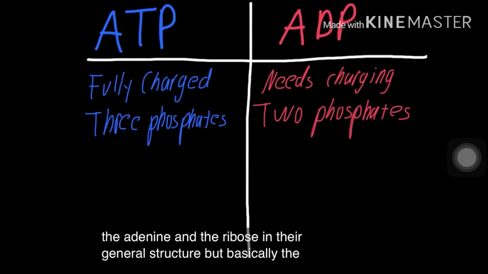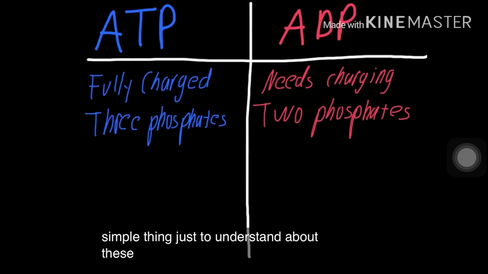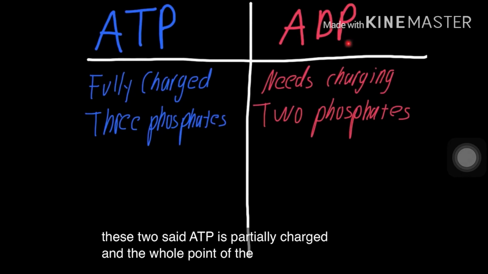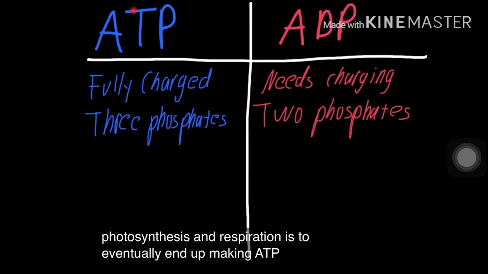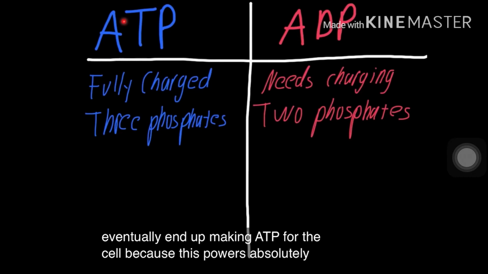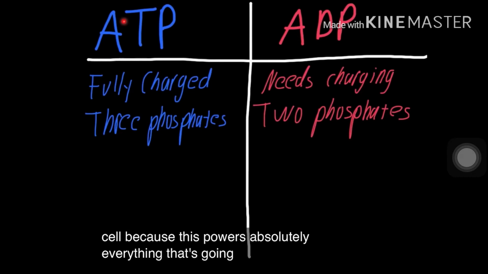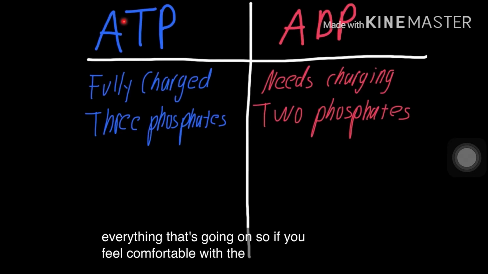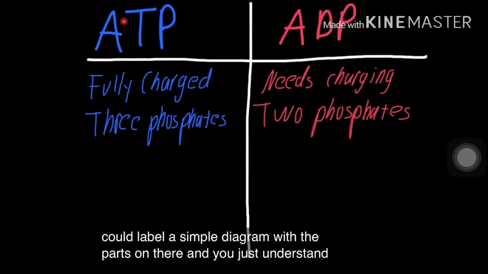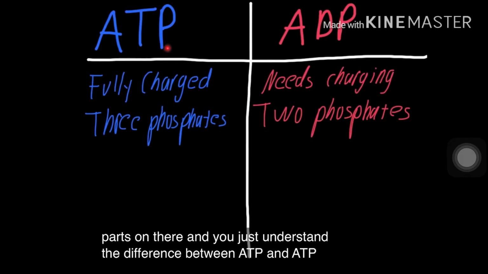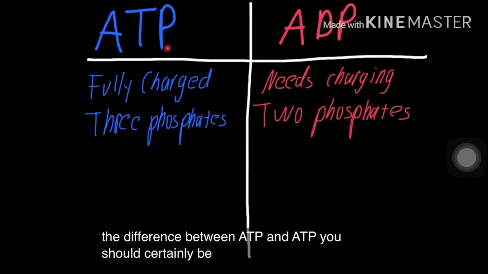But basically, the simple thing to understand about these two is that ADP is partially charged, and the whole point of the two processes we'll be talking about, photosynthesis and respiration, is to eventually end up making ATP for the cell, because this powers absolutely everything that's going on. So if you feel comfortable with the structure, you could label a simple diagram with the parts on there, and you just understand the difference between ADP and ATP. You should certainly be all set for this one.